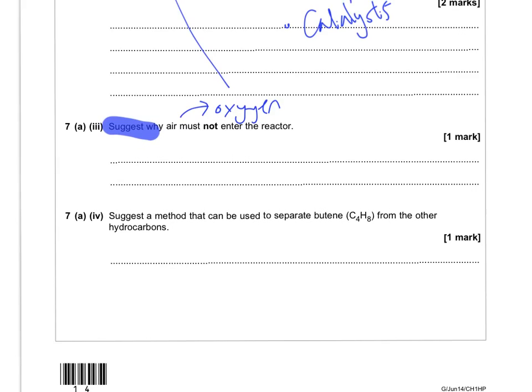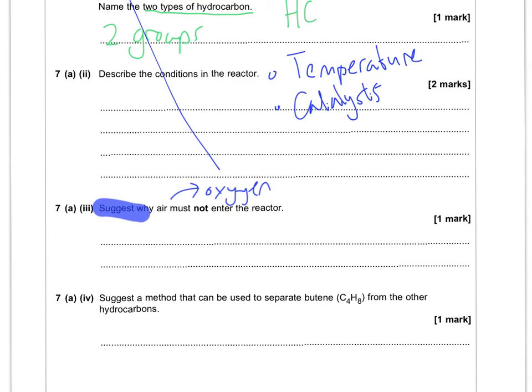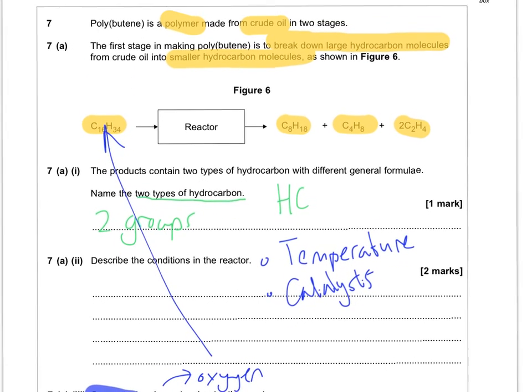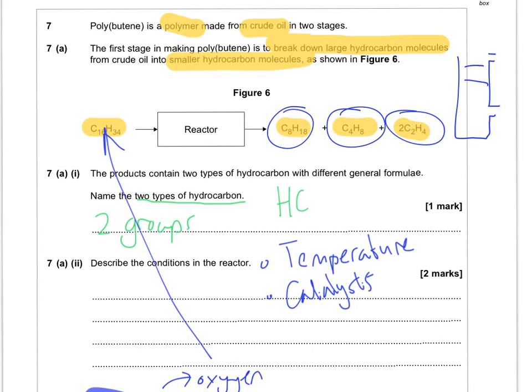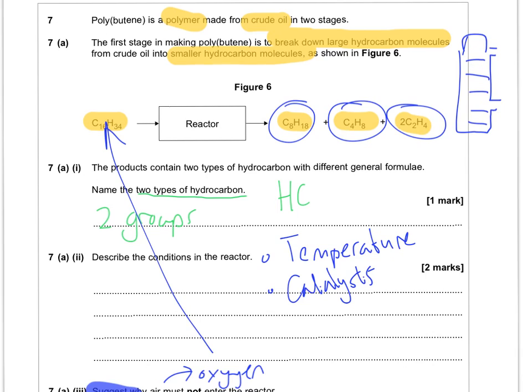Then it says suggest a method that can be used to separate butene from the other hydrocarbons. So we've got butene up here. Now, all of these products and many, many more can be separated in a column. And we need to know the name of this column. Well, we've got something that looks like this. So that's the method they can be separated. If we're thinking hydrocarbons, we're thinking this method.